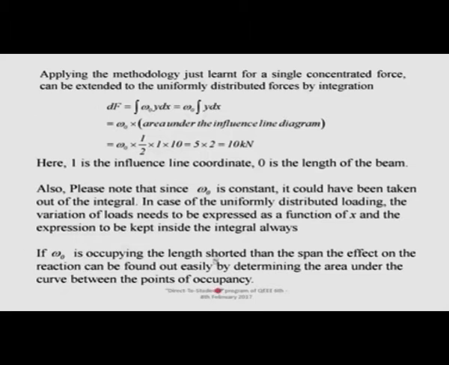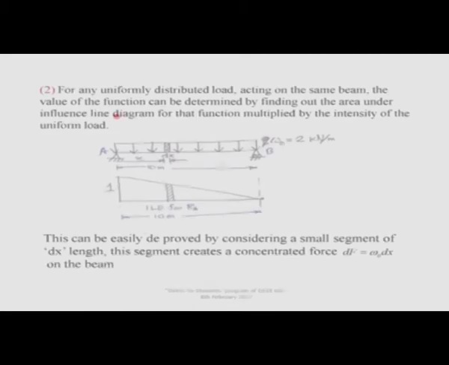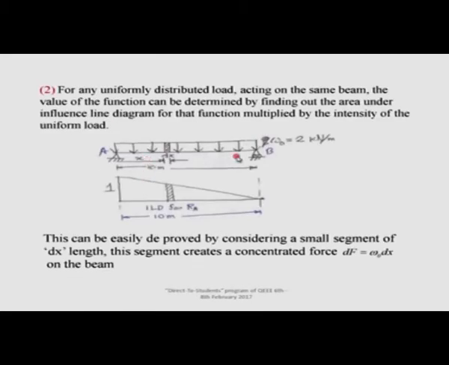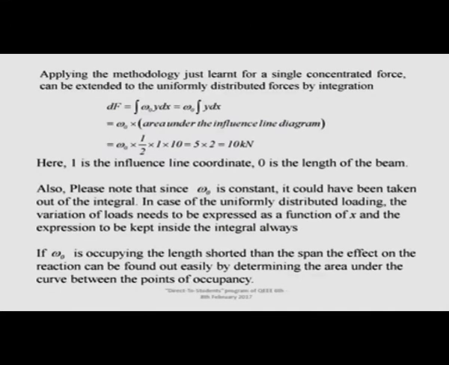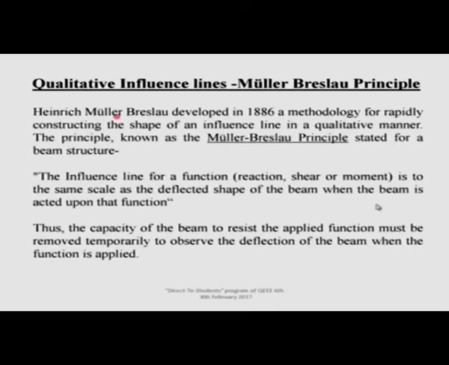So, now once again, in the previous slide, you may see that the UDL is spanning over the entire length of the beam. There is a difference in some problems, technically it is the same, but still there is a difference in detail. If that omega 0 is occupying a length shorter than the span, there is a spelling mistake also, the effect on the reaction can be found out easily by determining the area under the curve between the points of occupancy. So, you understand that we can have the quantities determined this way.